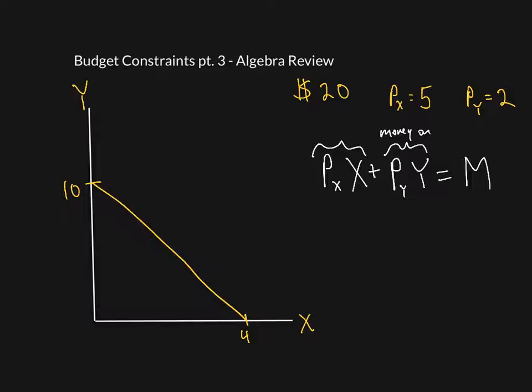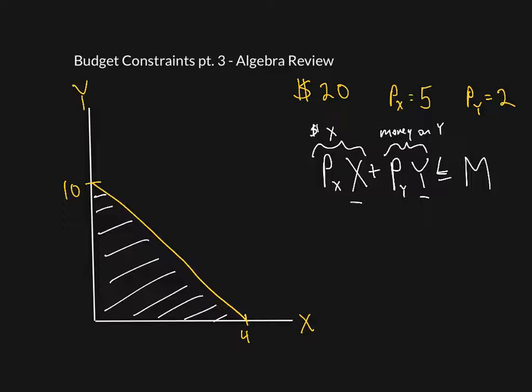money on good Y, plus money on X, must be less than or equal to your budget. And any combination of X and Y that satisfies this equation is the budget constraint or the feasible set. So it's the set of everything within this triangle.